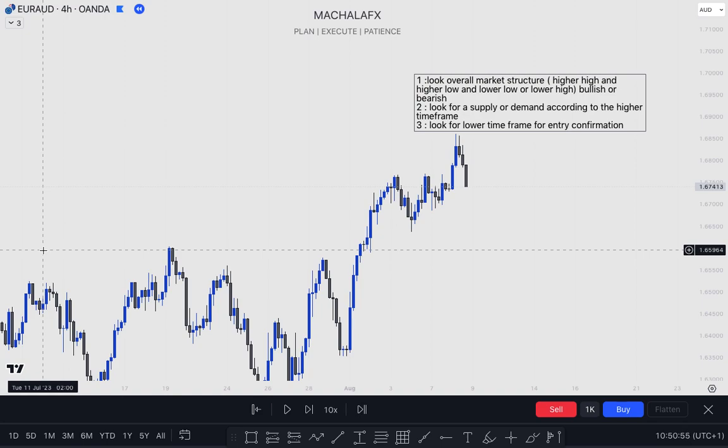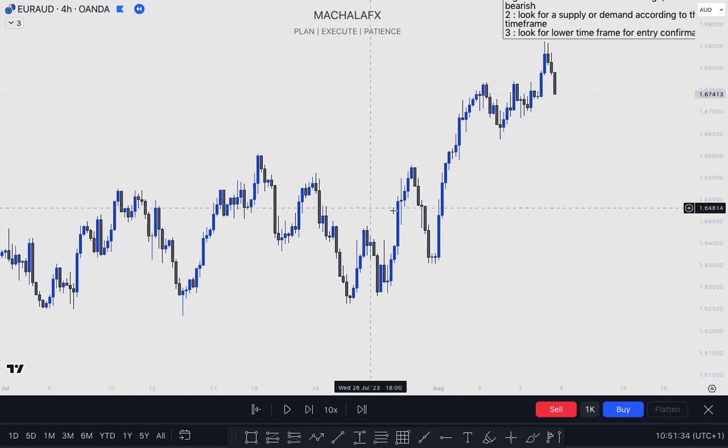Then the second rule is look for a supply or a demand according to the higher time frame. Let's say the daily or 4 hour time frame is bullish. What are you going to be looking for? You are going to be looking for a demand level to trade from. If the trend is bearish, you are going to be looking for a supply to trade from. After that, when you now spot your supply or demand level, the third rule is you look for a lower time frame entry confirmation. Now let me quickly jump to the chart.